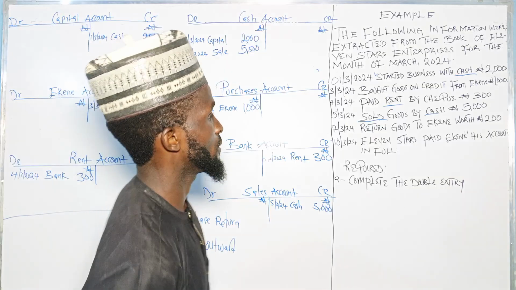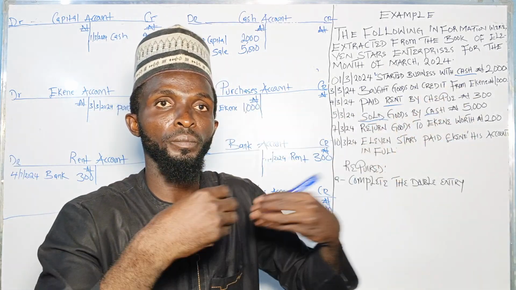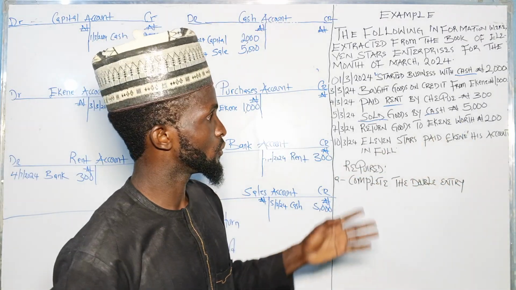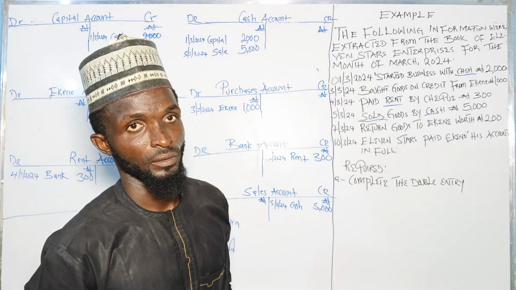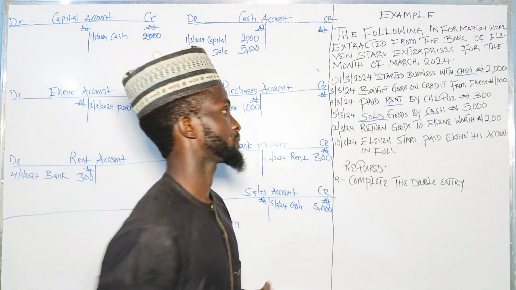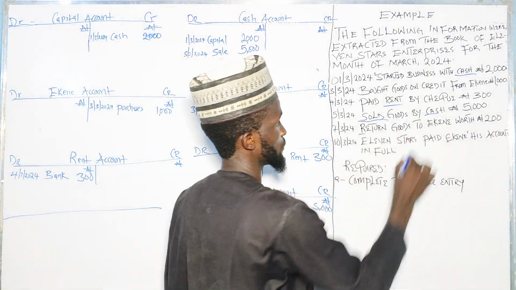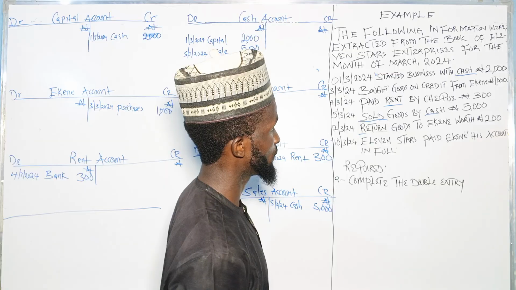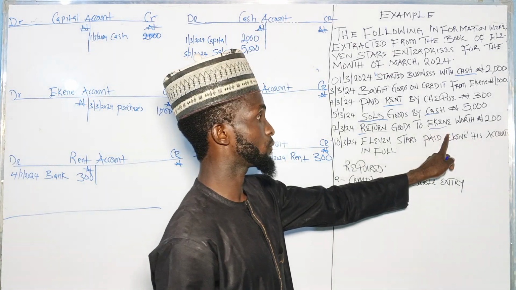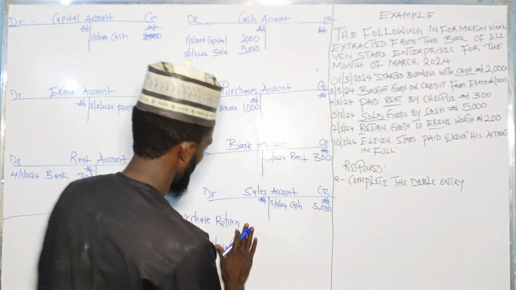Now, think about this. We return goods to Ekene. The business gave out the goods, and Ekene is going to receive the goods back. Therefore, our debts were reduced. So we are going to open two accounts: return outwards account, and Ekene account again. Remember, we have an Ekene account. We don't have to open it again. We are going to open only the return outwards account.